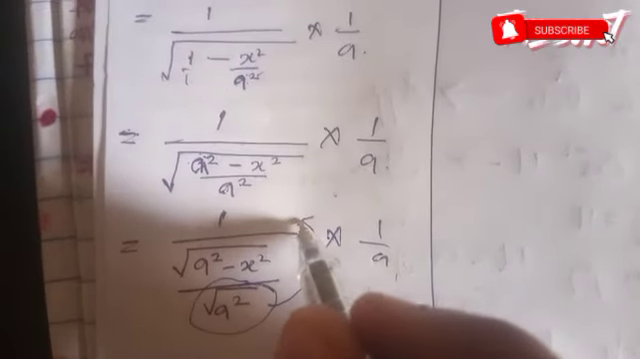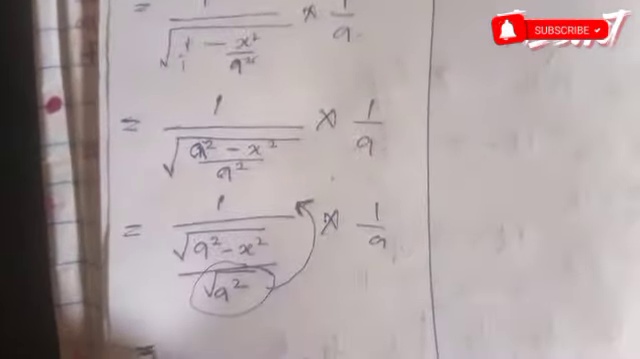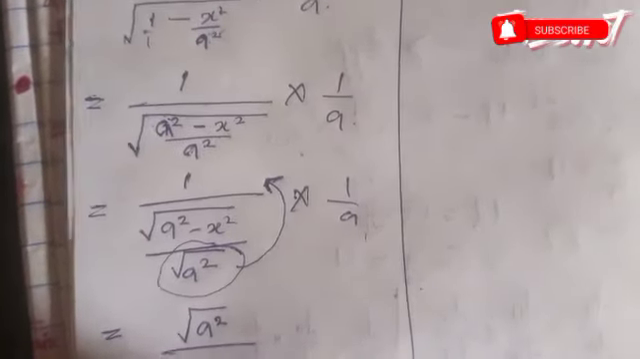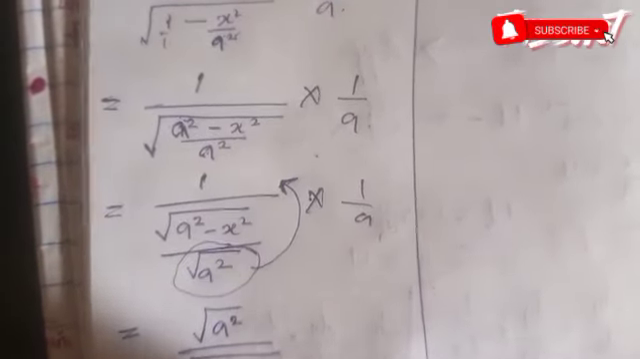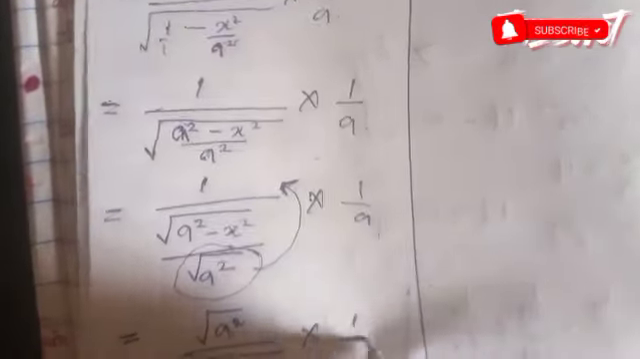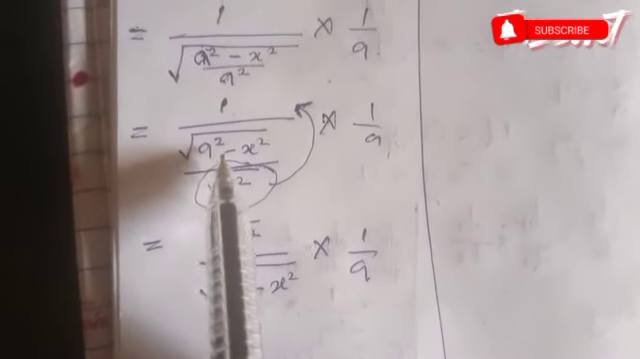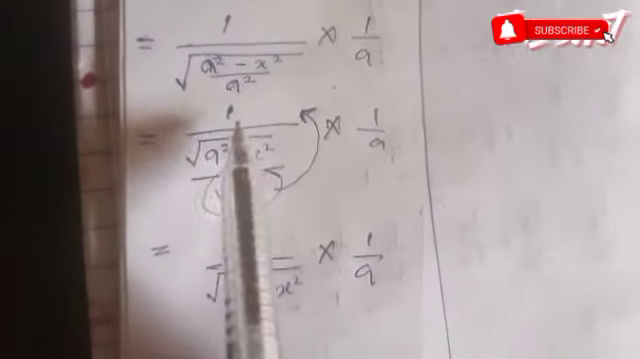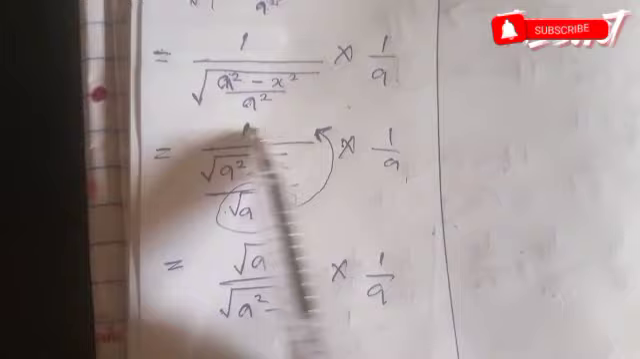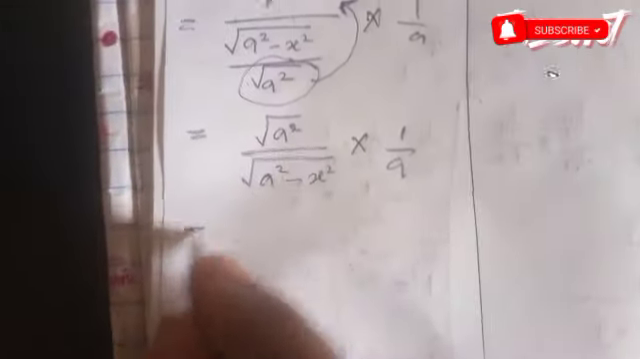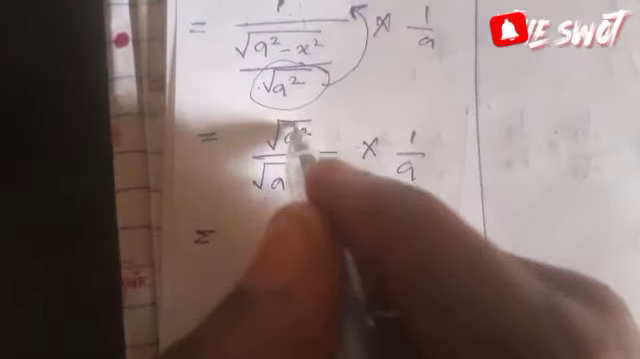Apparently this can also come to the top, meaning that you'll be having the square root of a squared all over the square root of a squared minus x squared times 1 over a. So from here we're having 1 over the square root of a squared minus x squared over the square root of a squared. So then you bring it up. By the time we linearize this, you'll be having this. So then go further. Square root of a squared, what?